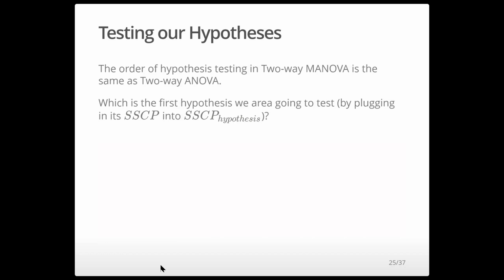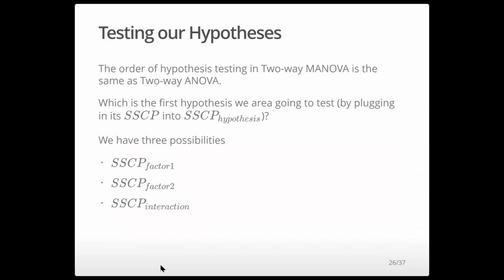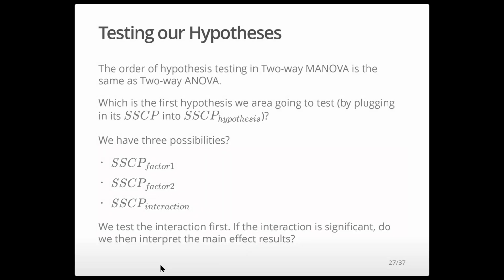So the thing we have to think about now is what's the order that we're going to do our tests in two-way MANOVA. What's the first hypothesis we're going to test by plugging something into our SSCP hypothesis? Which SSCP are we going to plug into SSCP hypothesis first? There are three possibilities. We could do factor 1, factor 2, or the interaction. And you can think about what we do in regular two-way ANOVA, where we test one of the factors or we test the interaction first. And the answer is we test the interaction first. The next thing to think about is, if the interaction is significant, what do we do from there? Do we proceed to interpret the main effect results?